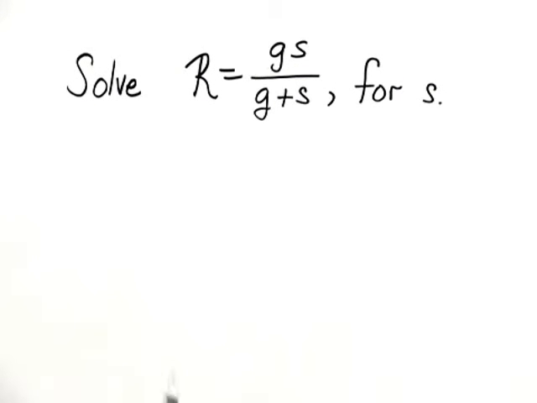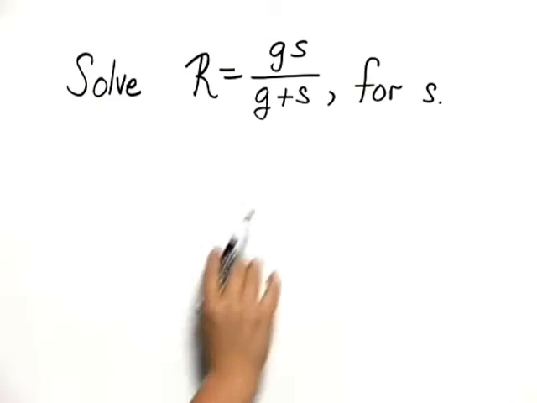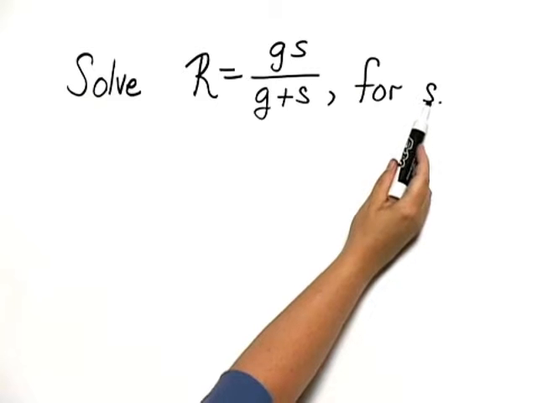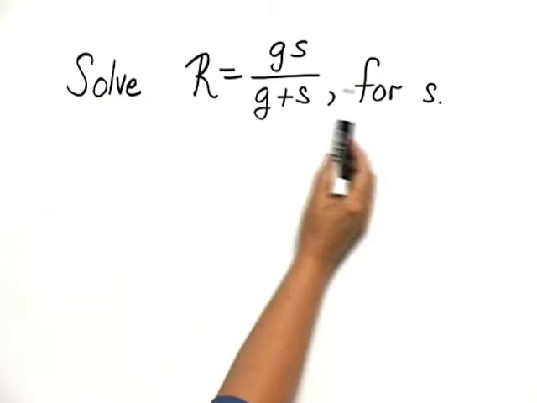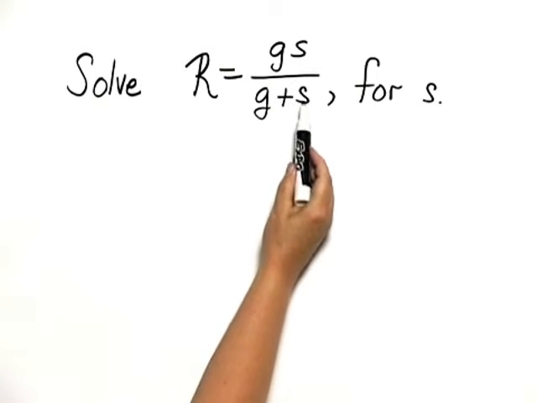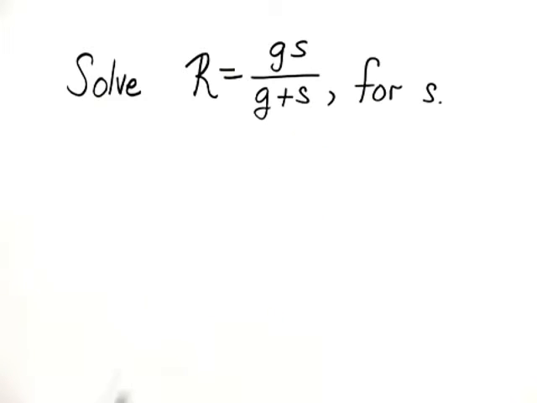Solve r equals gs over g plus s for s. When you're solving an equation, the first thing I like to do is look for the variable I'm solving for, s, and identify it. Here's an s and here's an s. There are two occurrences of it.